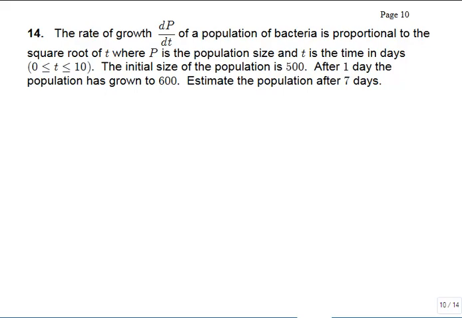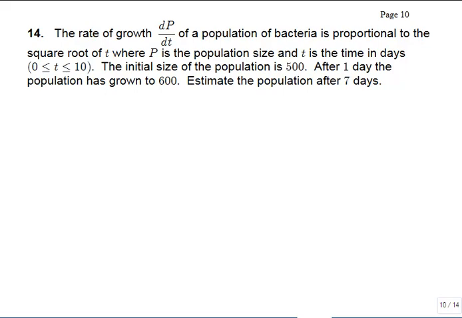All right, our next example is a word problem. So this one says the rate of growth dp dt of a population of bacteria is proportional to the square root of t, where p is the population size and t is the time in days. T ranges between 0 and 10. The initial size of the population is 500. After 1 day, the population has grown to 600. Estimate the population after 7 days.